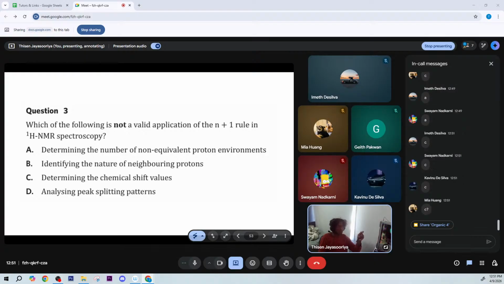Yeah. So I would have accepted two answer options here, C and A. So C, determining the number of non-equivalent proton environments. It doesn't really help you find the non-equivalent ones. It definitely helps you determine the nature. Identifying the nature of neighboring protons. It does help a little bit with that, and so does D, right? So this less so, D completely, yeah. But I would say A and C are the correct answer options here.